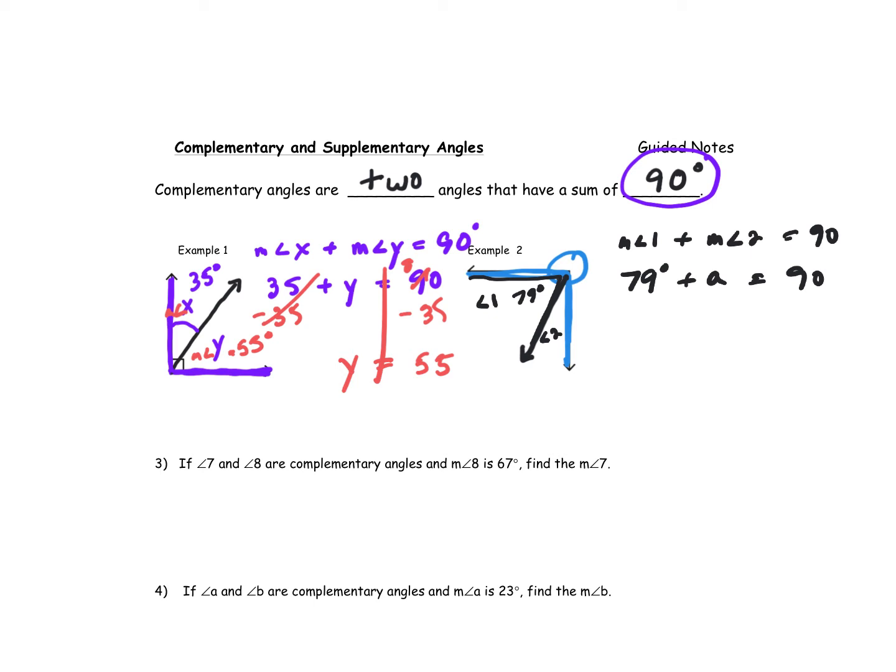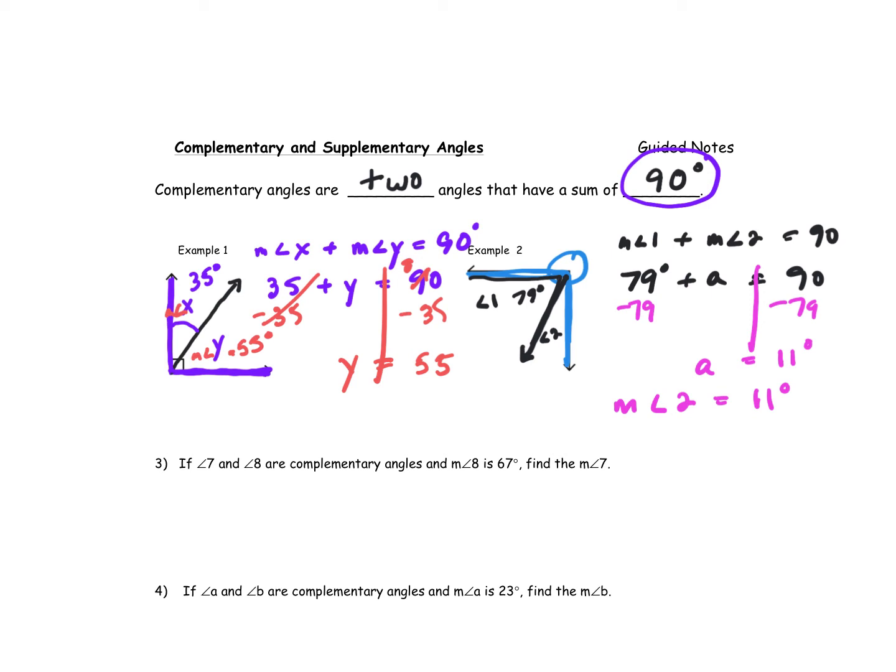Go ahead and show your solving steps and replay this after you've finished. After taking away 79 from both sides, from 90, we get A equals 11, and since A is really the measurement of angle 2, the measurement of angle 2 is 11 degrees.